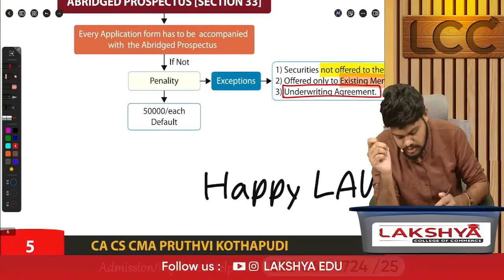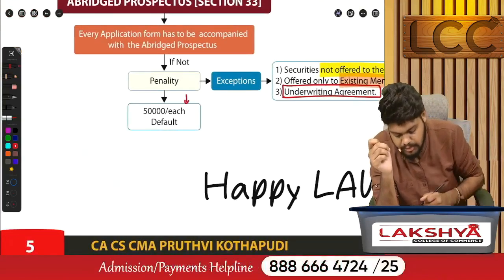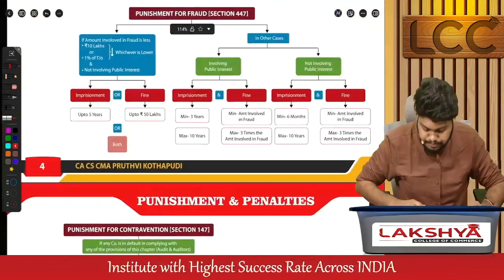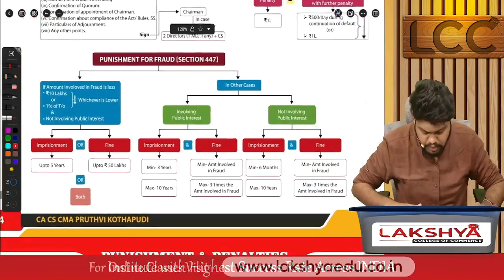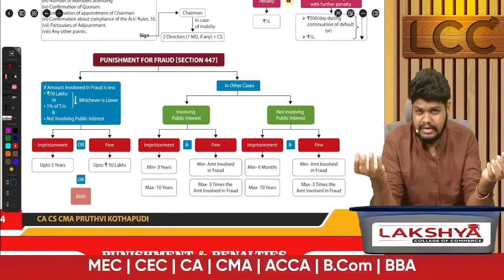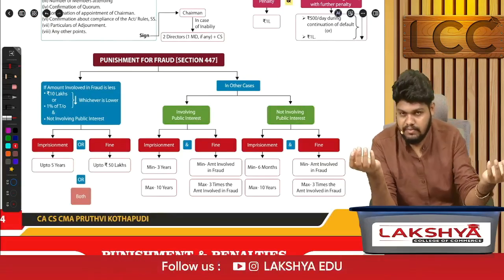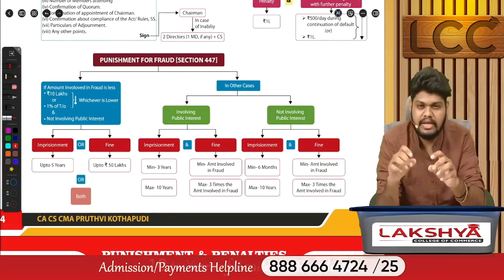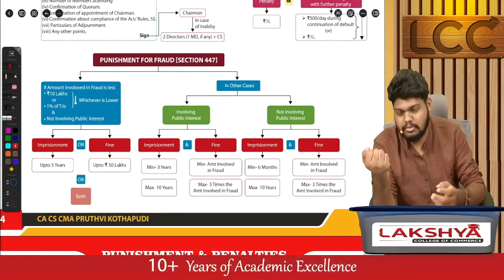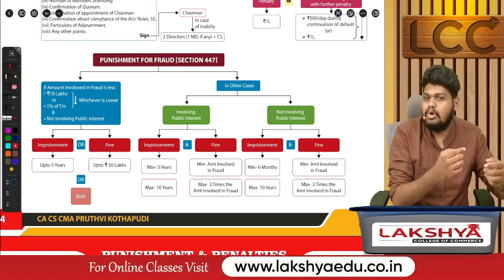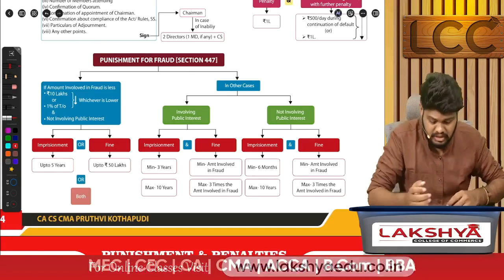But the usual concept is if it is not sent with the abridged prospectus, we will impose a penalty of 50,000 for each default. Then section number 447. You remember section 447 is now divided into two categories: compoundable and non-compoundable. Compoundable, I can compromise on the imprisonment part. Non-compoundable, I'm not allowed to compromise, I have to impose imprisonment.